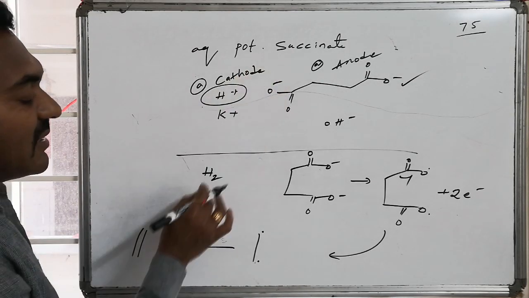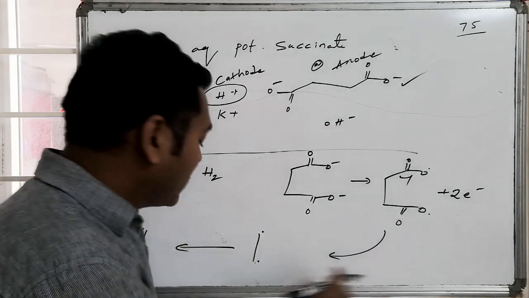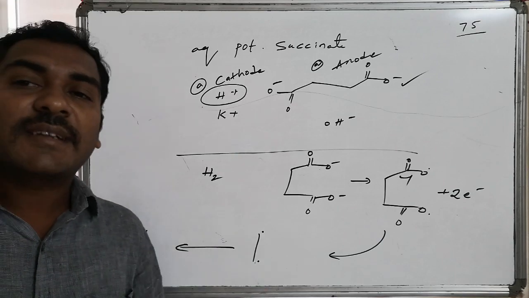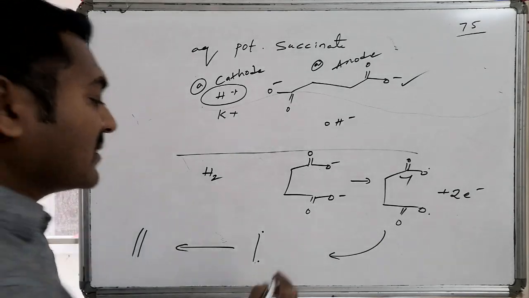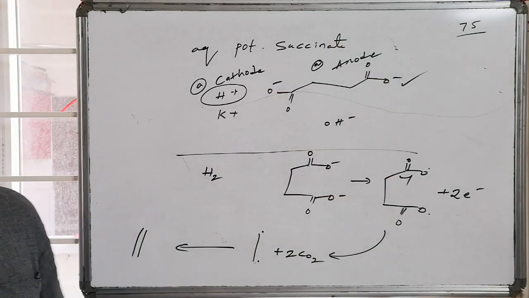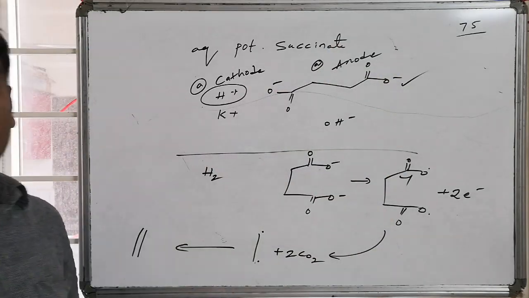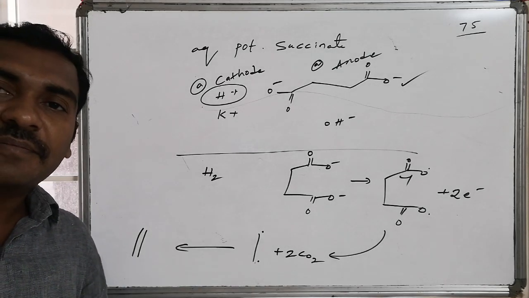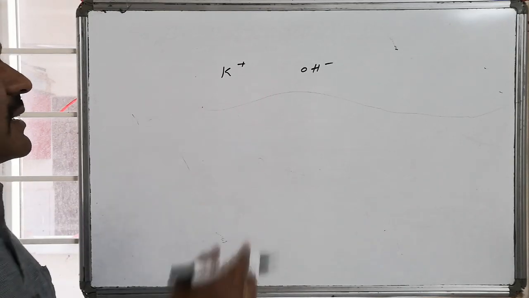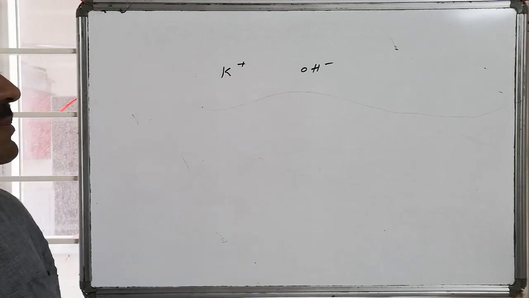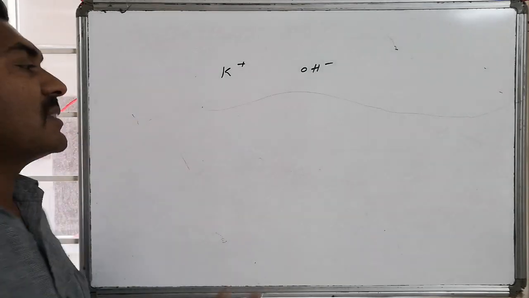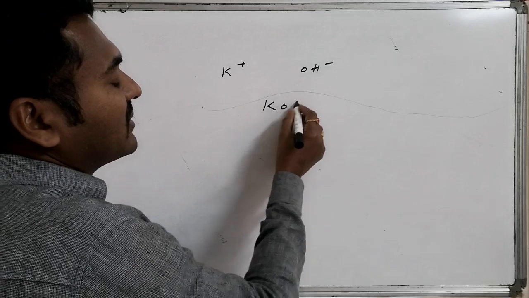So therefore, at the cathode, hydrogen gas liberates, and at the anode, ethylene gas is going to be liberated. Hence, the gas liberated at the anode on electrolysis of potassium succinate is ethylene. Along with the ethylene gas, the spectator cation K plus and the spectator anion OH minus are also present in the solution, that is KOH.